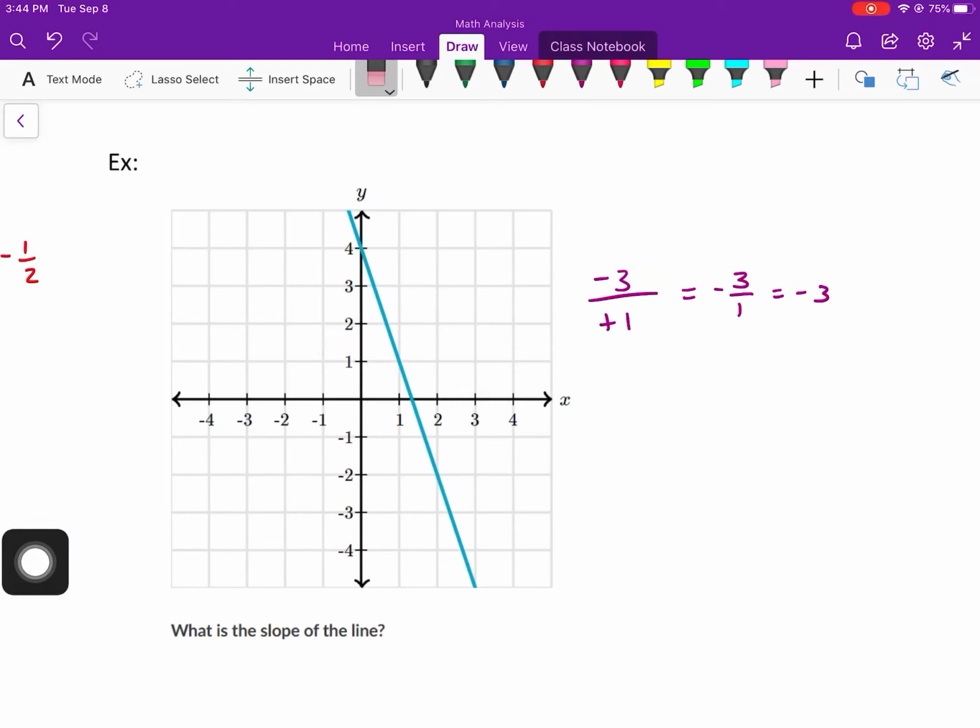Now, what if you get it backwards? Some people ask, what if I start here and I'm going up 3 and to the left 1? Well, think about that. Up was a positive direction. Left was a negative direction. Still ends up giving you negative 3 as your answer. So it still ends up being the same thing. So either way you think about it, just keep track. Am I doing a positive or negative direction?